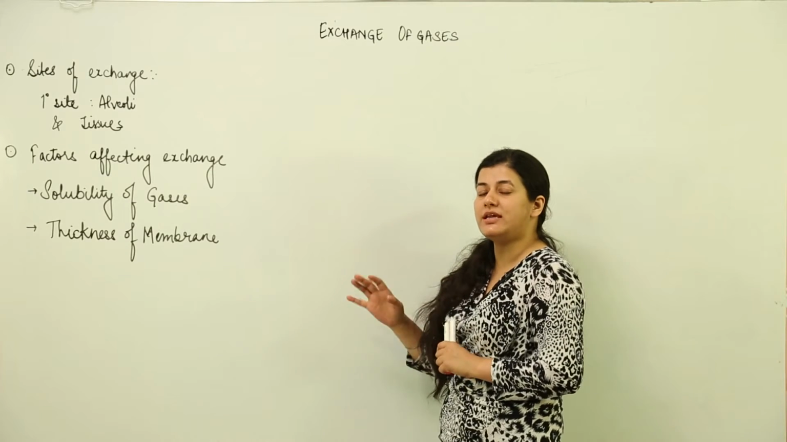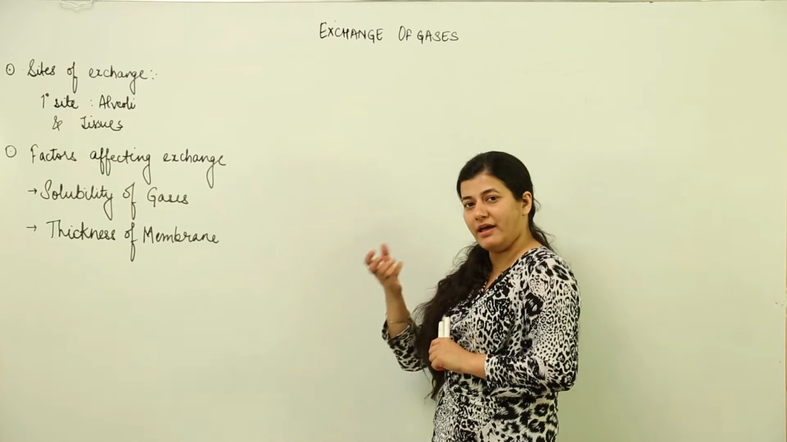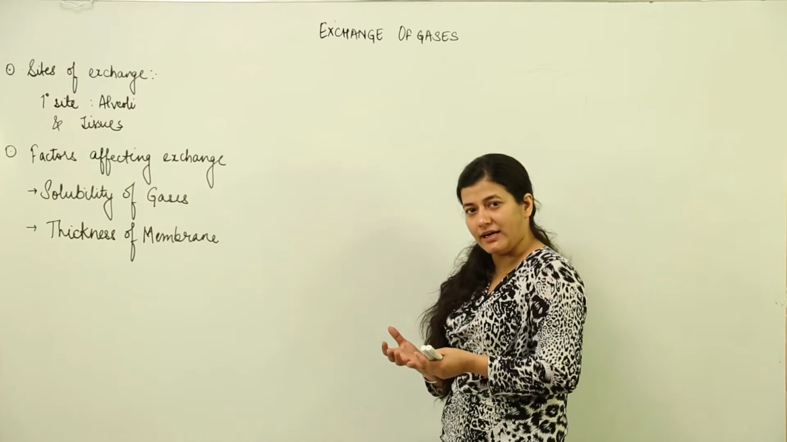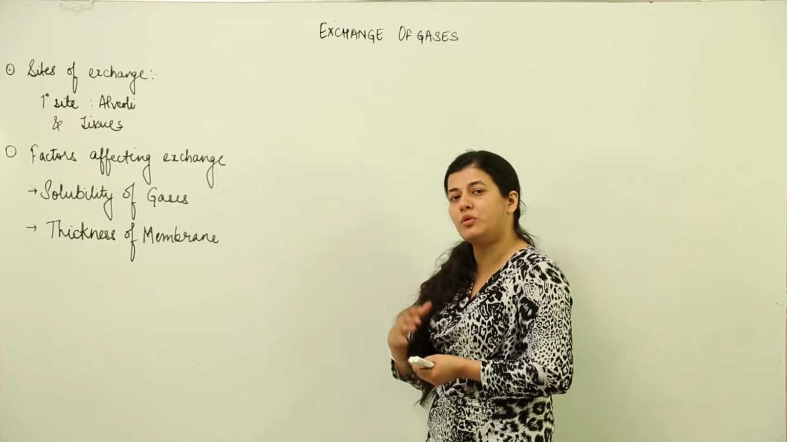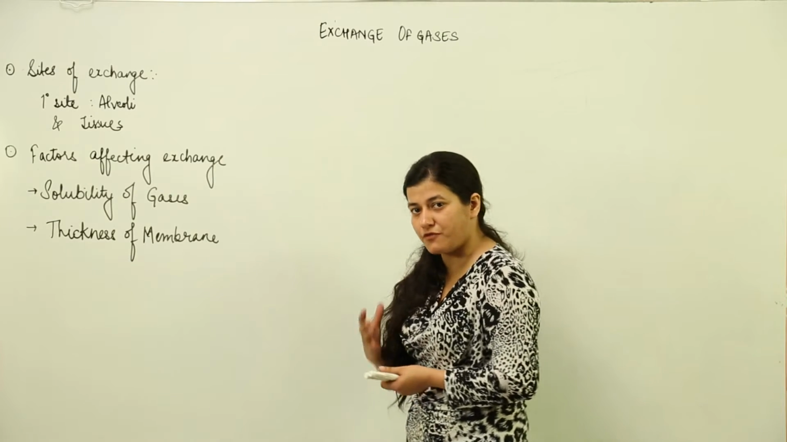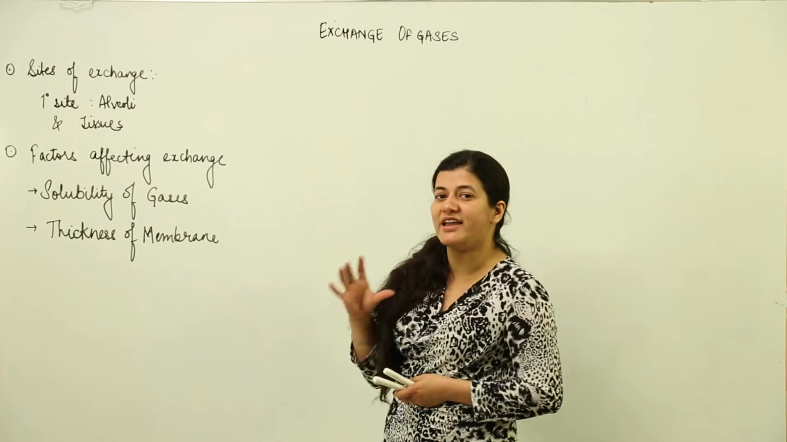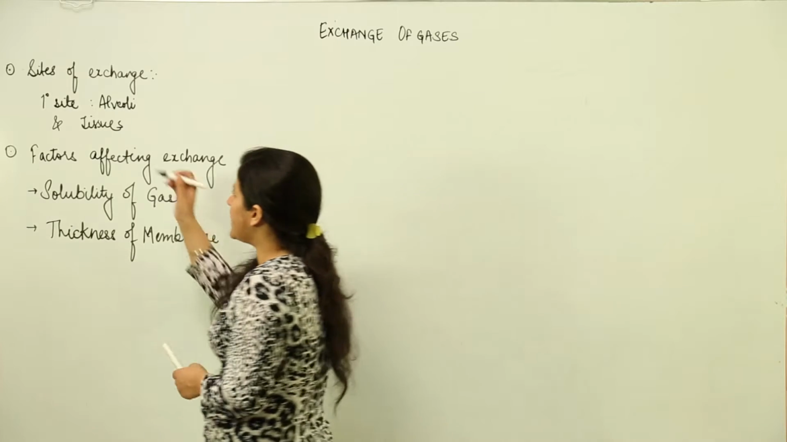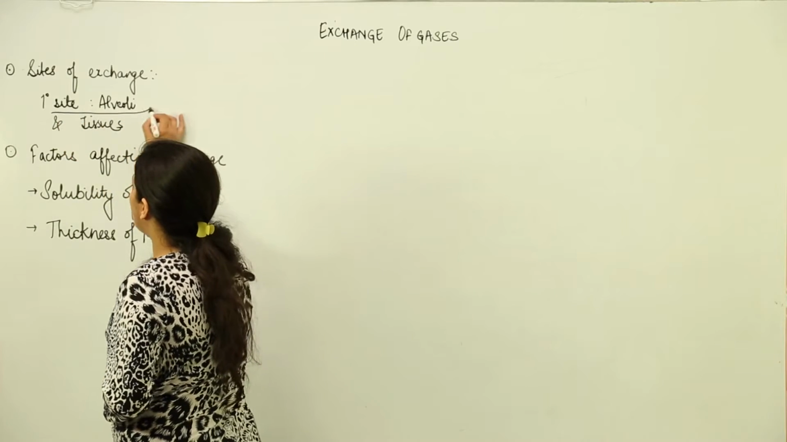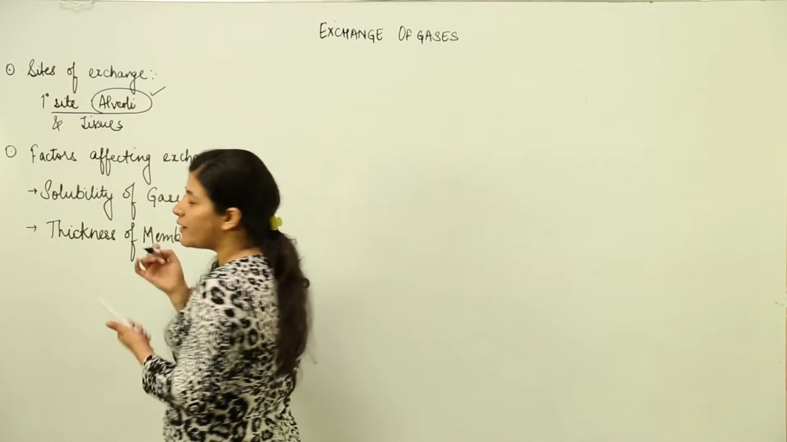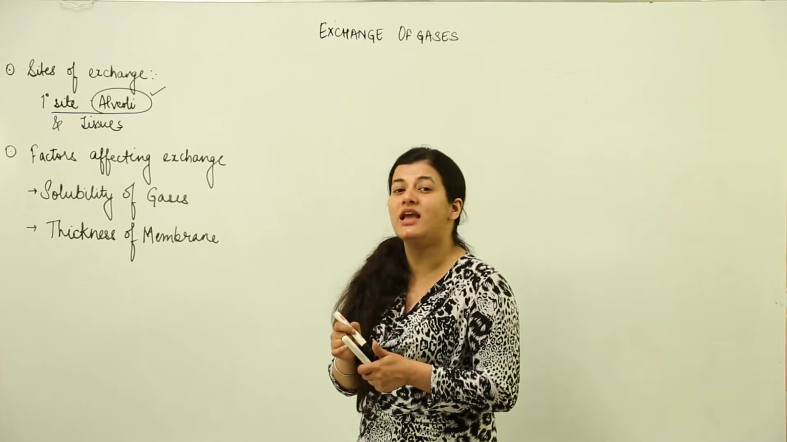Now we are going to see what happens when the air is inspired in, if it is stored inside the alveoli, how it would be exchanged, what would be the basic force which is responsible for exchange of the gases. So first of all, let's see what is the site of exchange. The primary site of exchange of gases is alveoli, which we said are the exchange part, as the name suggests.